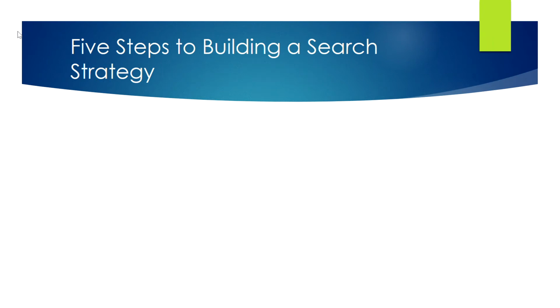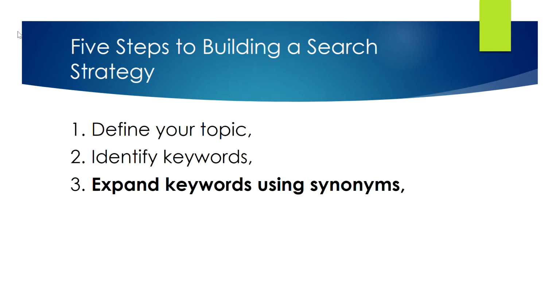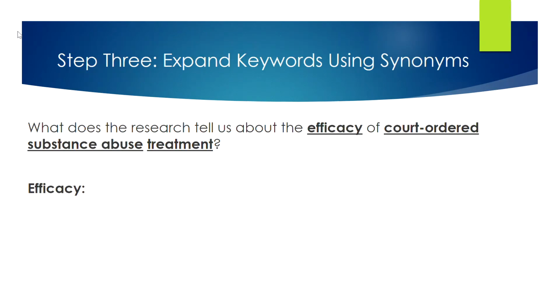We talked about the 5 steps to building a search strategy in part 1. This is defining your topic and identifying your initial keywords. These are topics that we talked about in part 1. In this video, we will also talk about expanding keywords using synonyms, and then in later parts, we will learn how to connect keywords with connectors and choose the databases that we want to search in.